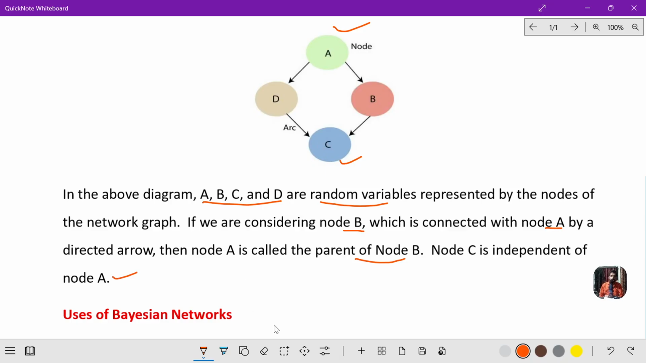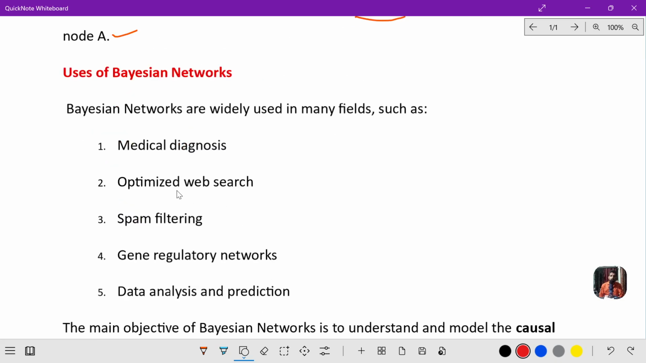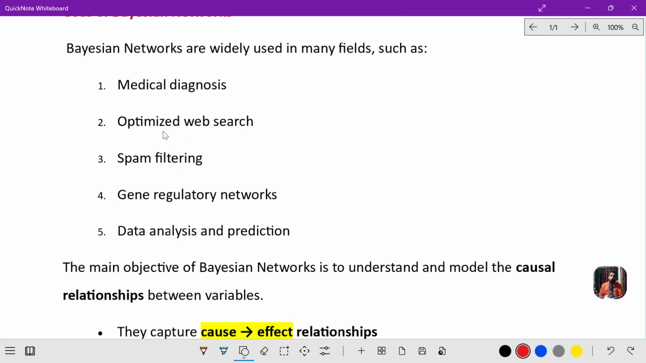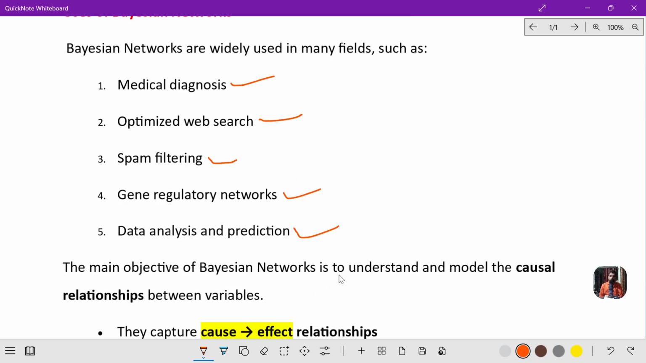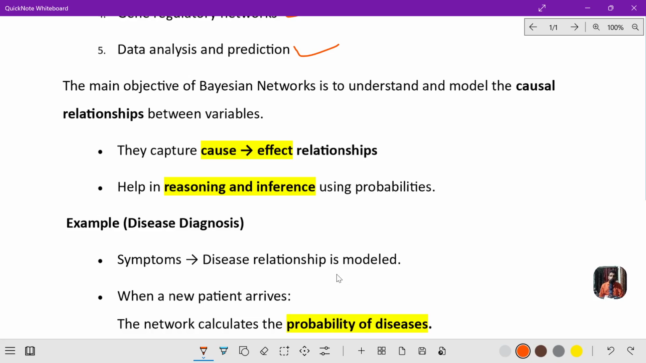Okay, now let us see what are the uses of Bayesian networks. So important point. The first important use is in the medical diagnosis field. The second one is optimized web search, the third one is spam filtering, the fourth one is gene regulatory networks, and the last one is data analysis prediction. Okay, now the main objective of this Bayesian network is to understand and model the causal relationship between the variables.